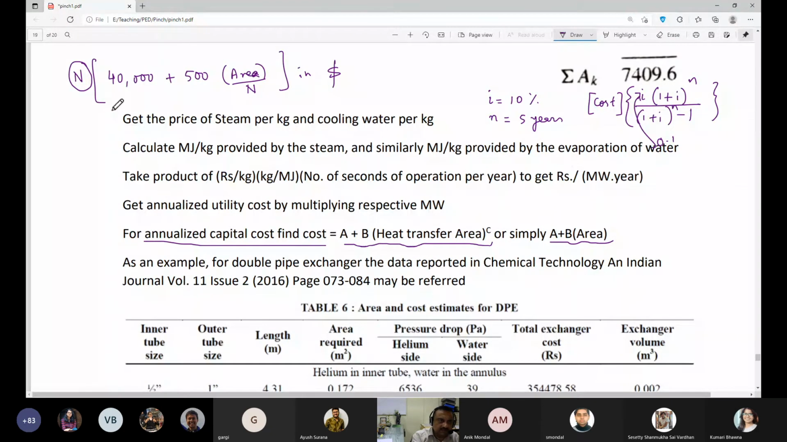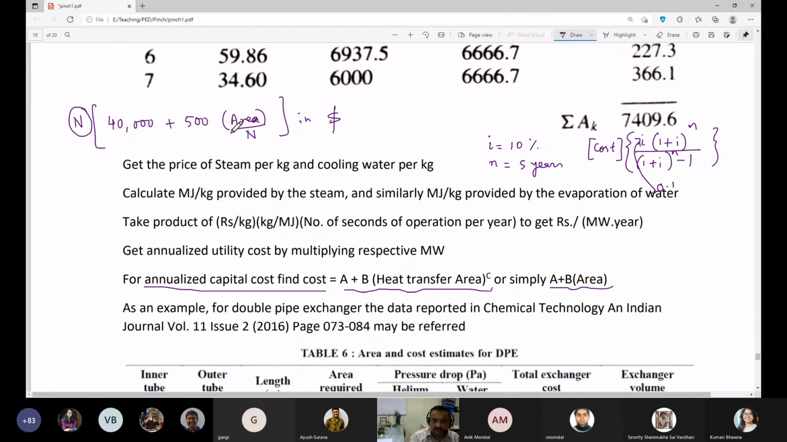So when you multiply this 7 by 40,000, if I go by the US standard, 40,000 plus 500 into the area 7409.6 divided by n, that gives me in dollars the total cost of the heat exchanger equipment. That has to be multiplied by this factor, i into (1 plus i) to the power n divided by (1 plus i) to the power n minus 1. So that gives me the annualized cost.